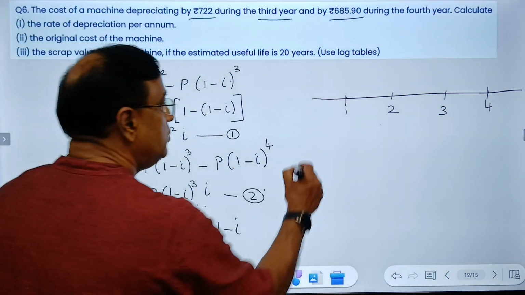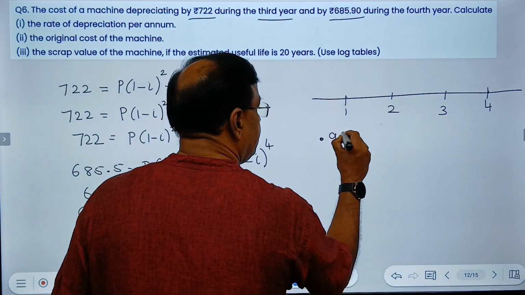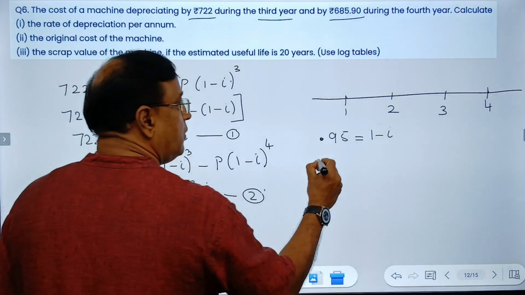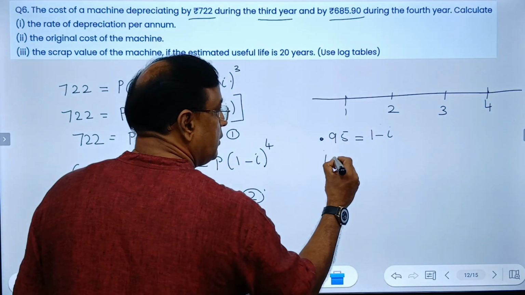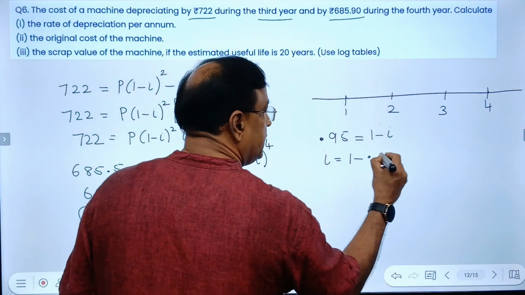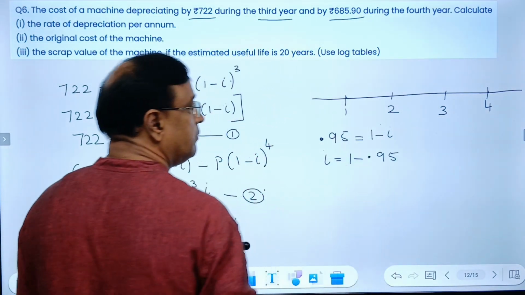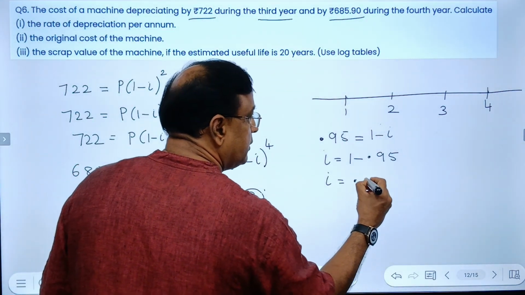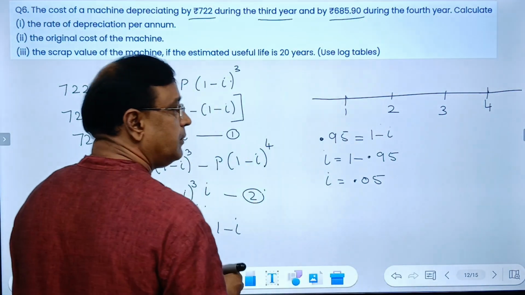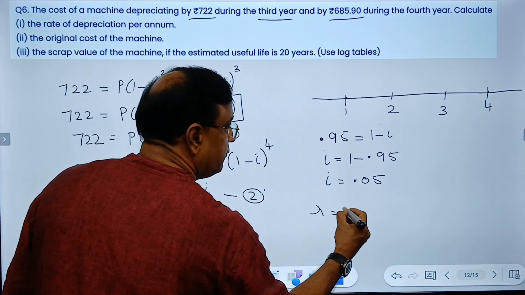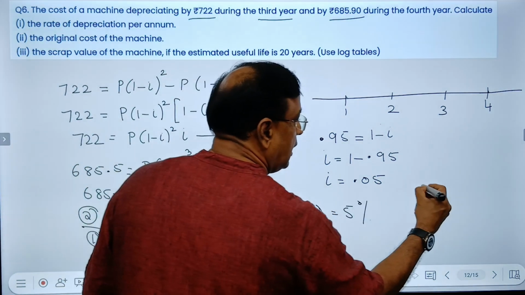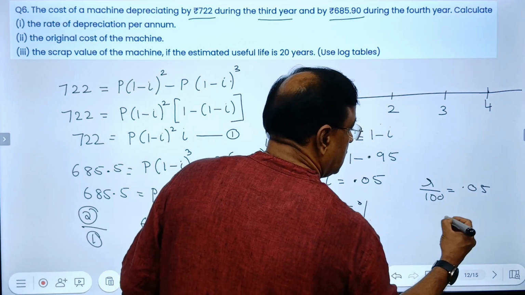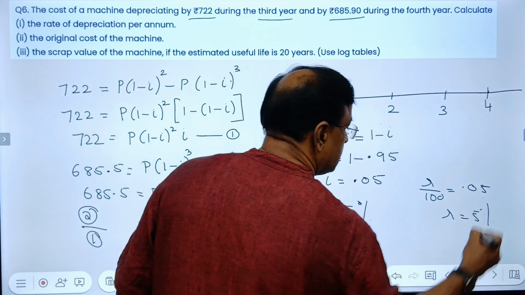It is coming up to 0.95 equal to 1 minus I. So therefore, I will be 1 minus 0.95. Therefore, I equal to 0.05. So R is nothing but 5%, because I is R by 100. Correct? So R equal to 5%.